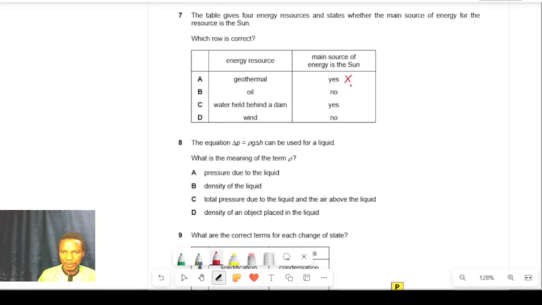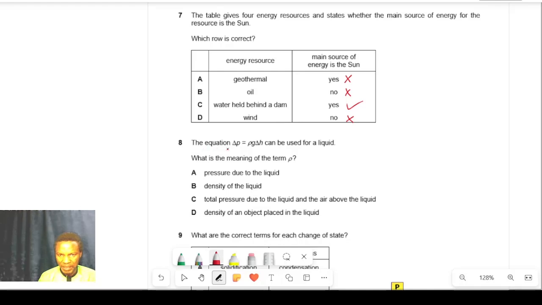This is wrong, this is wrong, this is correct, and then this is wrong. Wind is solar, and then the water head behind the dam, the source of the energy, and then the main source of energy is the sun. Yes, this is correct.